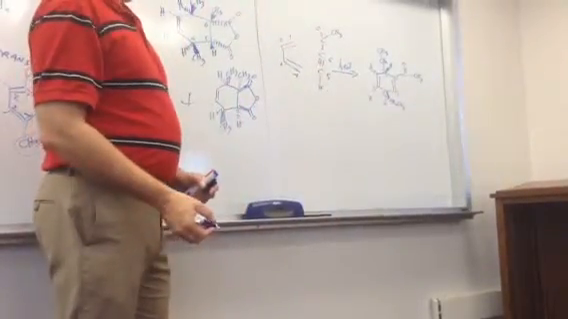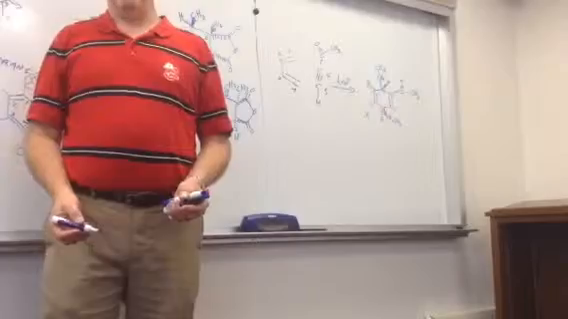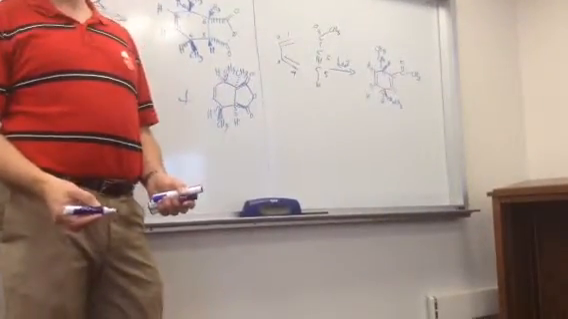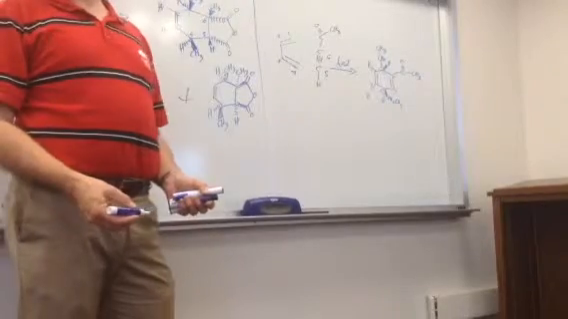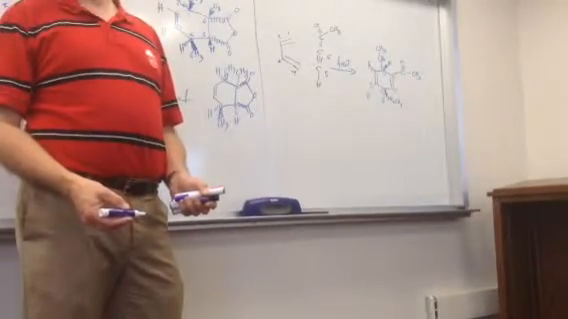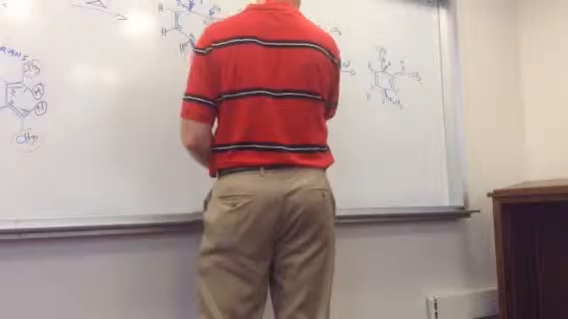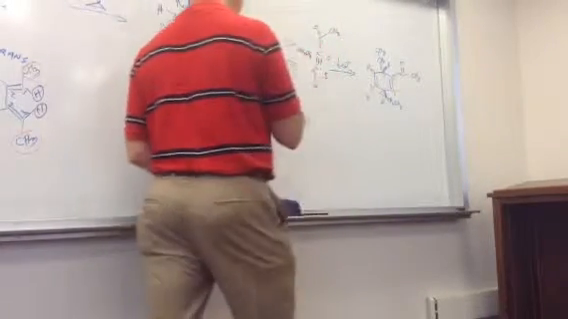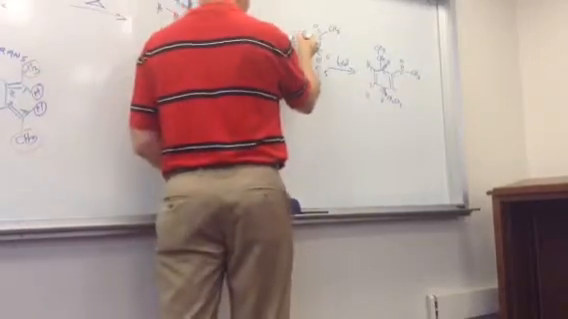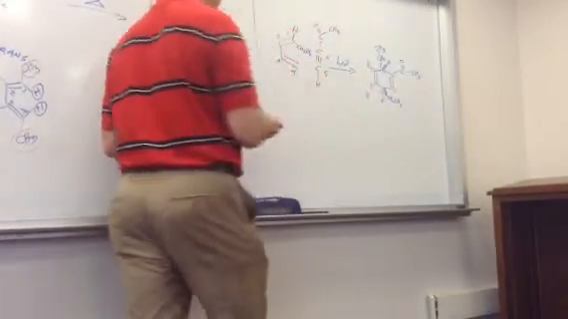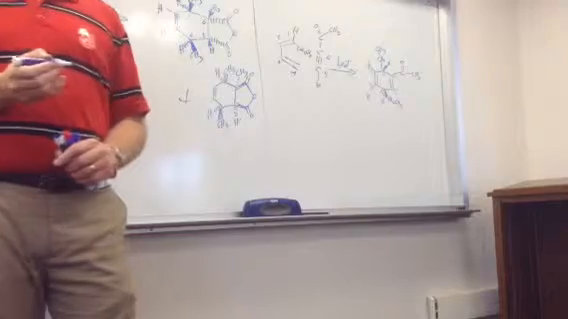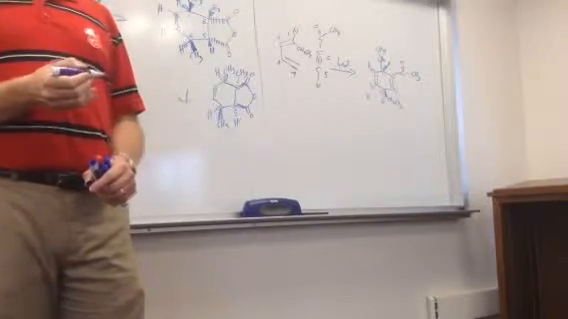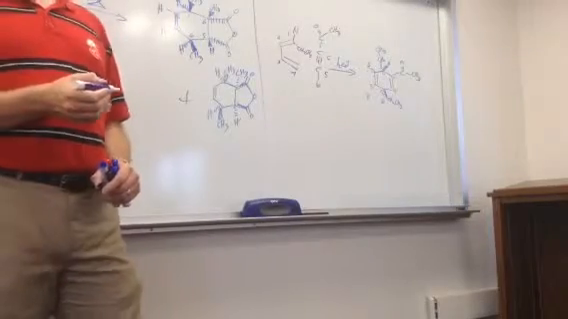Okay, how about the diene? Carbon 1. Ethyl group, and where do you want to put it? Inward, okay. Hydrogen is up here. How about on carbon number 4? Another ethyl, and where is it going to be? Out.